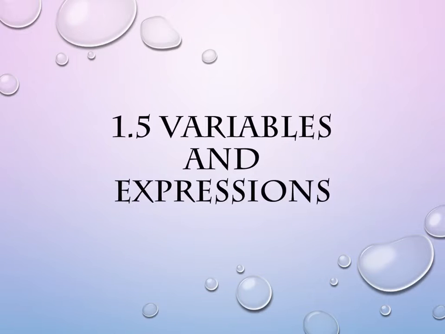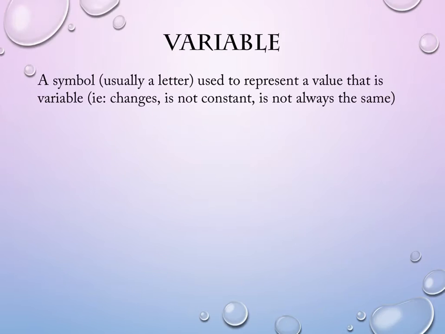Section 1.5. We're going to take a look today at variables and expressions. So a bit of vocab throughout the beginning parts here. First, variable. A variable is a symbol, usually a letter, used to represent a value that is variable, i.e. it changes, or it's not constant, it's not always the same. We see x and y used a lot in algebra.